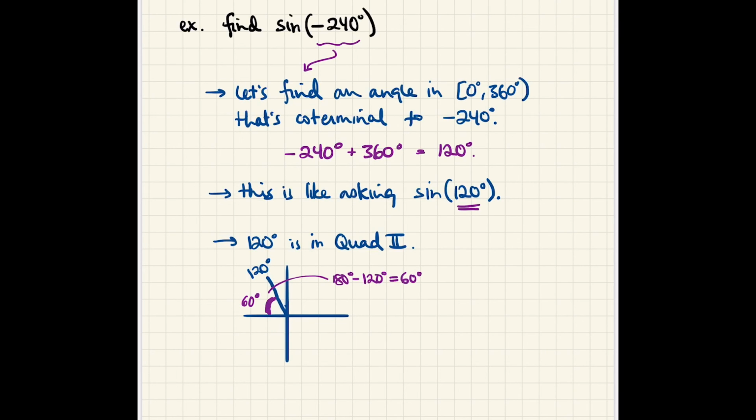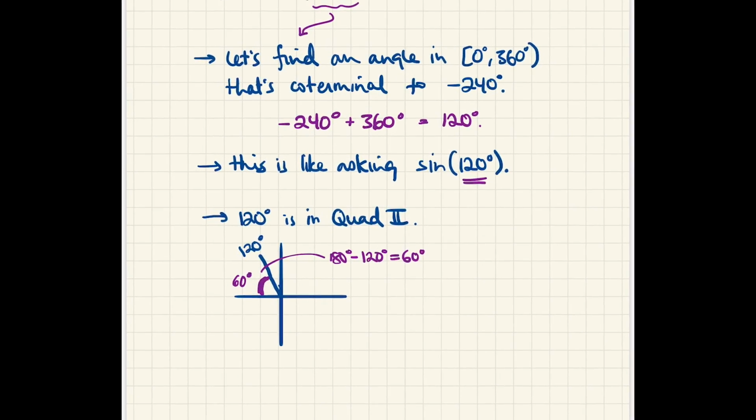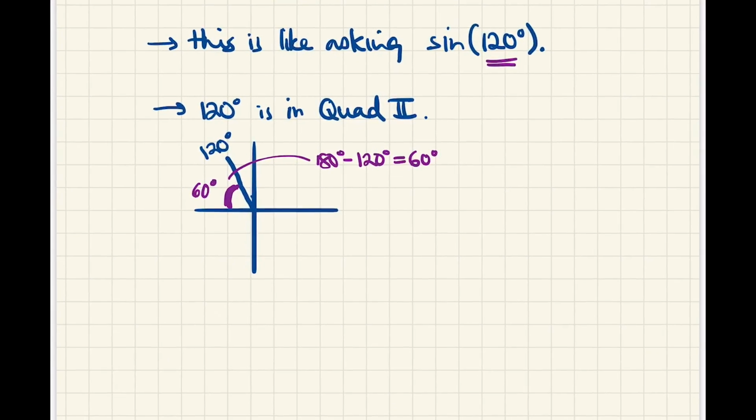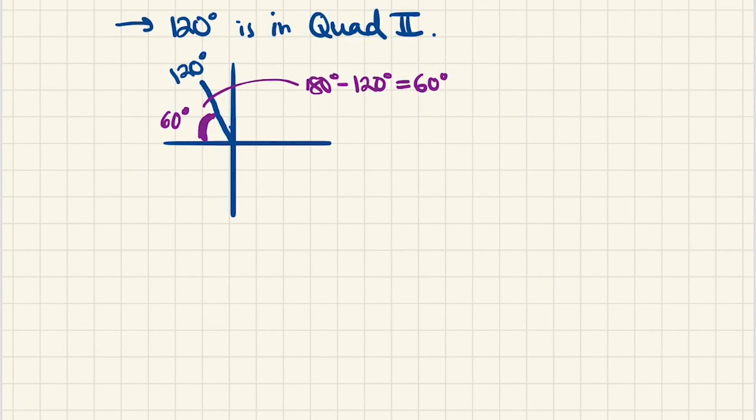Which means that the actual value of this trig function will be read off of the 30, 60, 90 triangle. And we should also check to see if our answer will be positive or negative. So in the second quadrant, sine is positive, which means that our answer will indeed be positive.